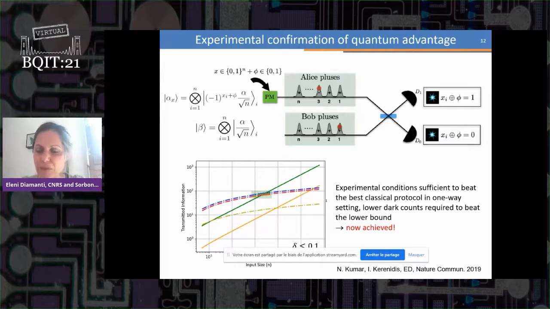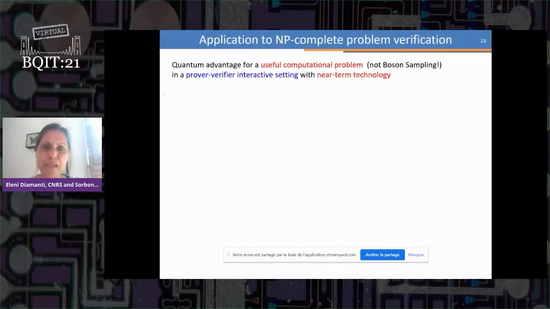But we showed at the time, that was in 2018, that lower dark counts were required to beat the lower bound, which is, from a computer science point of view, the classical lower bound overall that can be achieved for any protocol. And now, very recently, I'm not showing the result here because it's very preliminary, we have actually crossed that line too by using very state-of-the-art superconducting detectors.